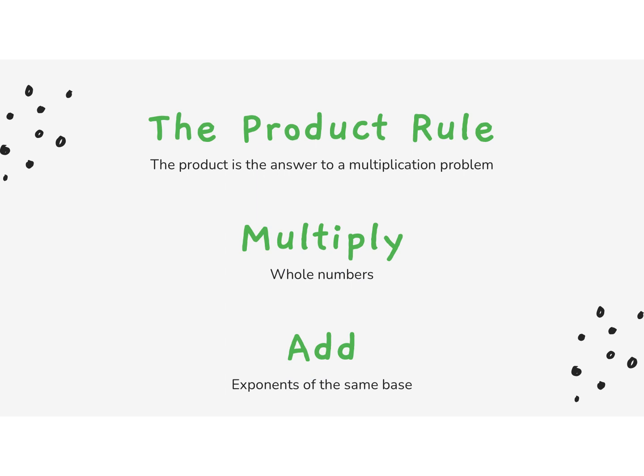Moving on to the next rule, we're going to talk about the product rule. What is the product rule? Well, the product is the answer to a multiplication problem. So we are going to be doing multiplication of exponents. When you multiply, there's two things you need to think about.